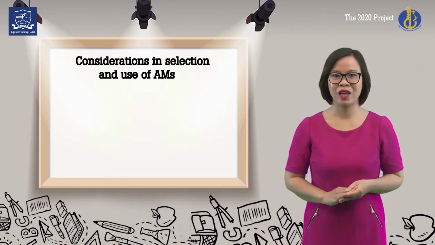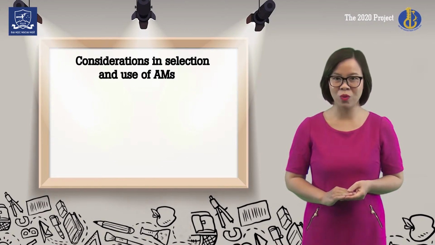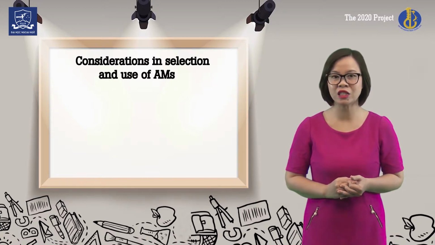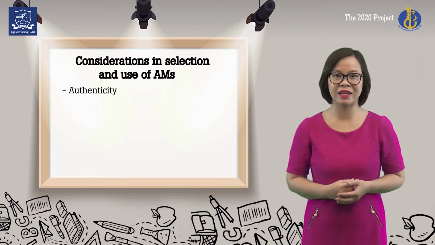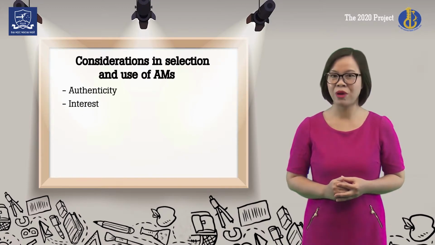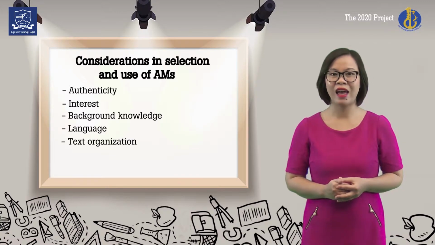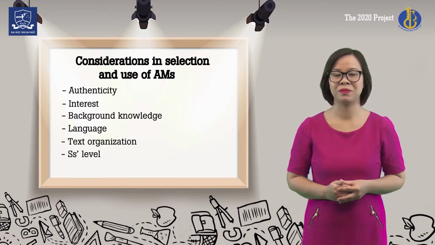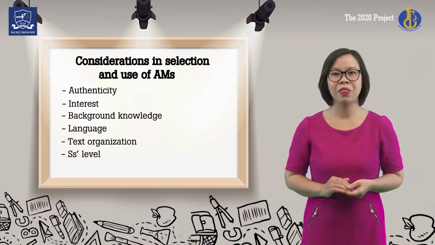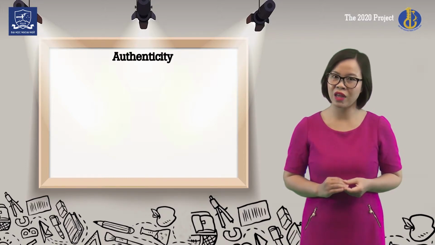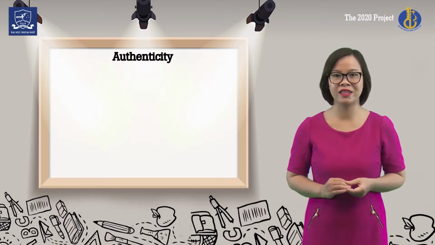Let's check together. To use authentic materials wisely, we have to put them under thorough consideration in terms of authenticity, interest, background knowledge, language, text organization, and students' level. Among these, the most important thing to consider is authenticity, including text authenticity, learner authenticity, and task authenticity.